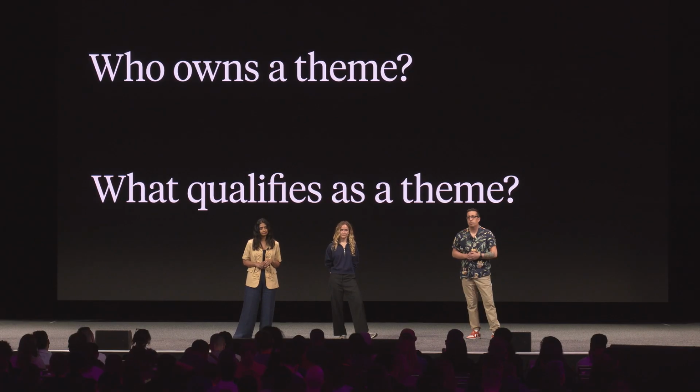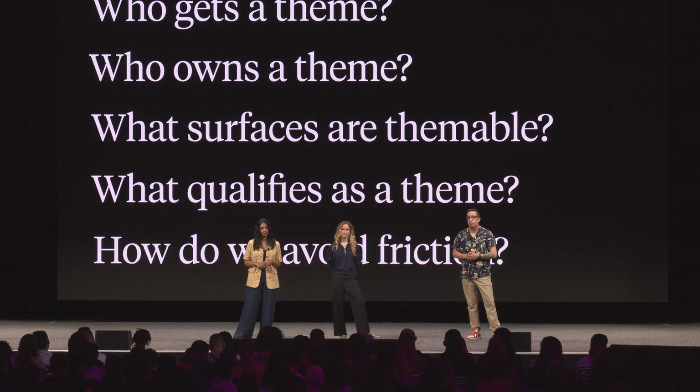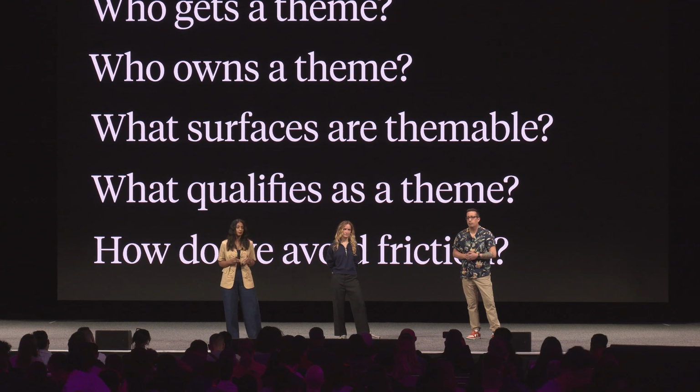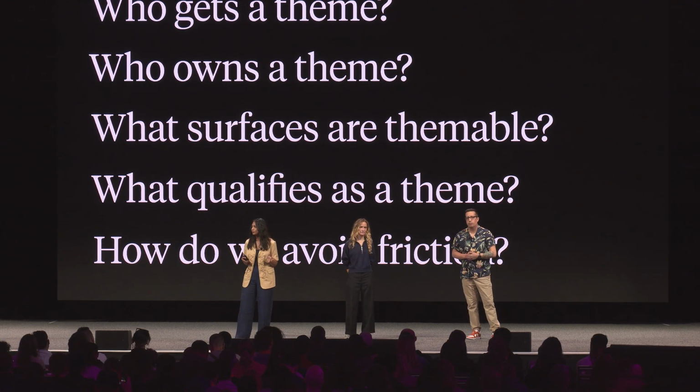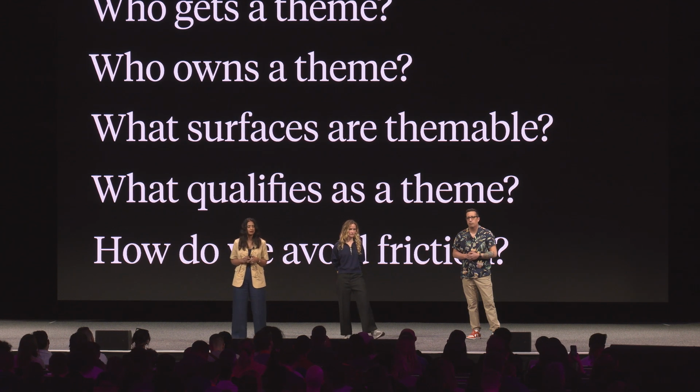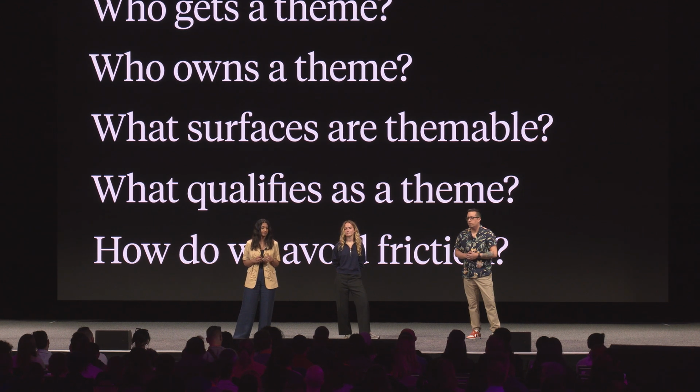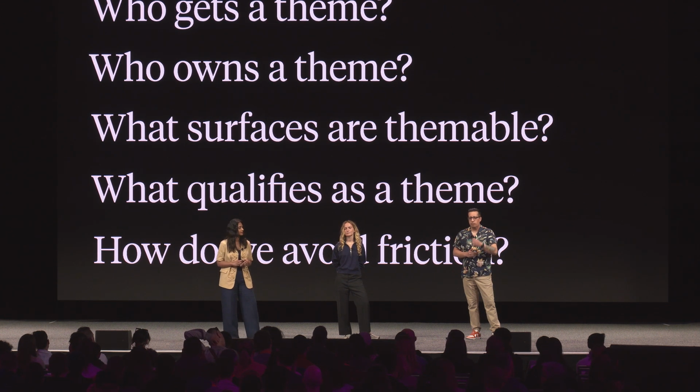Following the success of the first theme, we knew that we would have to address new use cases soon, along with questions around governance. Being one company with a well-defined visual identity, we were asked things like, well, who gets a theme? And who decides that? How would we avoid friction? This needed to be addressed and tackled through the introduction of processes and theming principles.